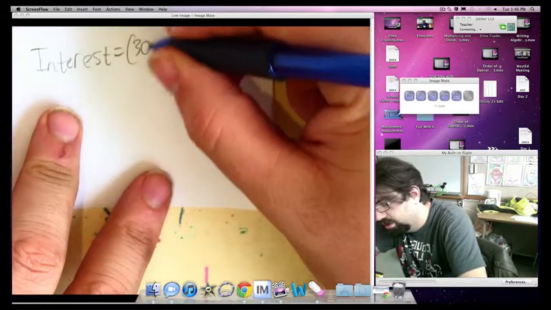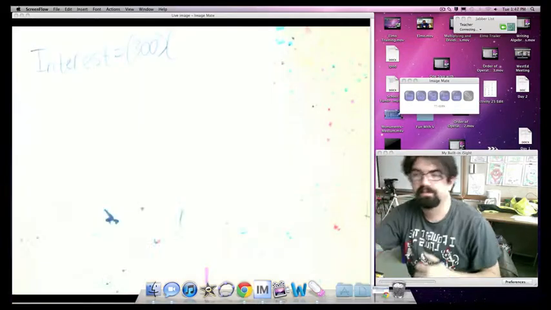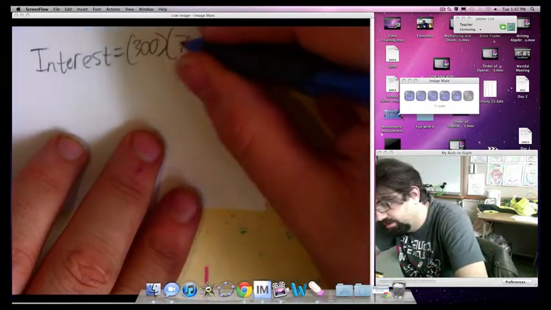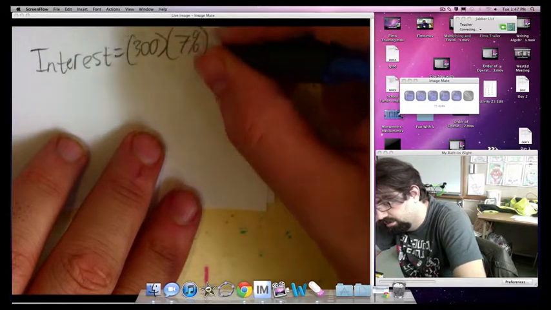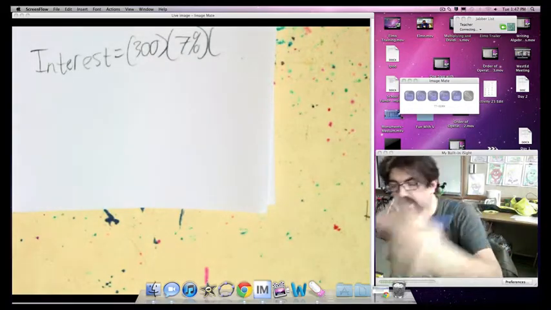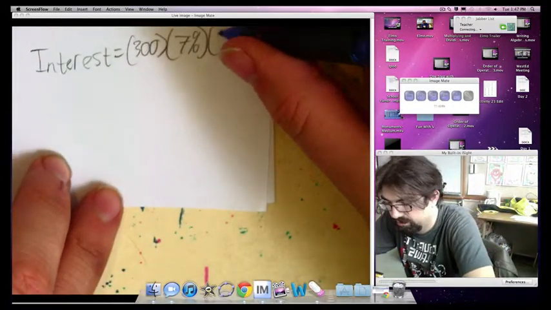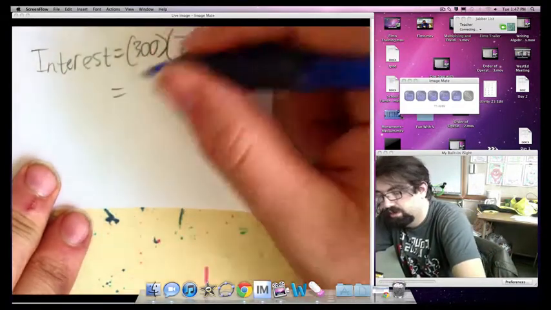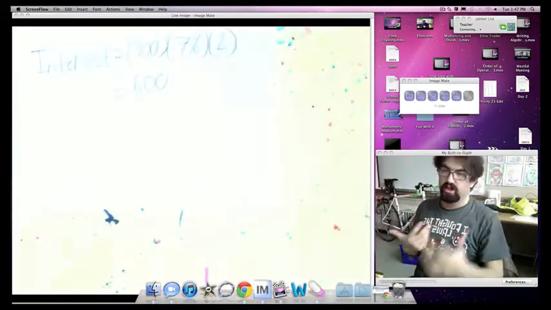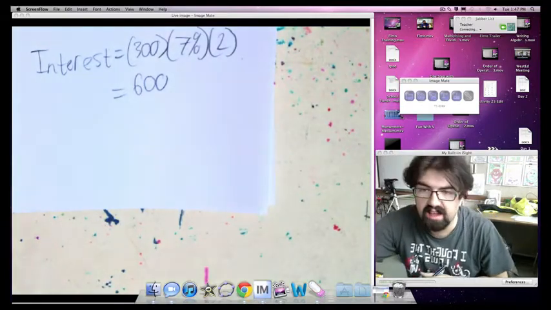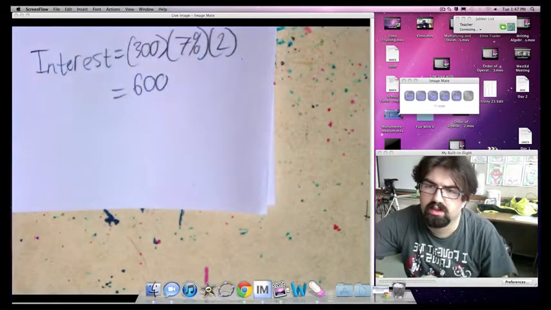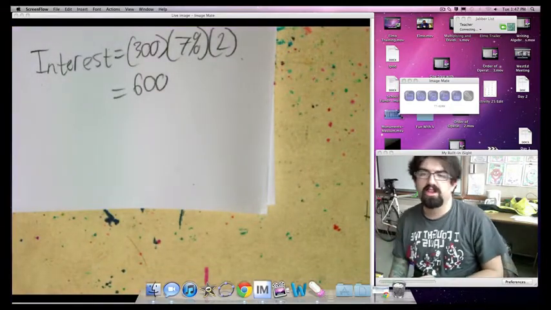$300. The rate is 7%. And then we are investing it for 2 years. 300 times 2 is 600, because of the associative law of multiplication. I can do that, right? That's cool. There we go. So that's how I do that.